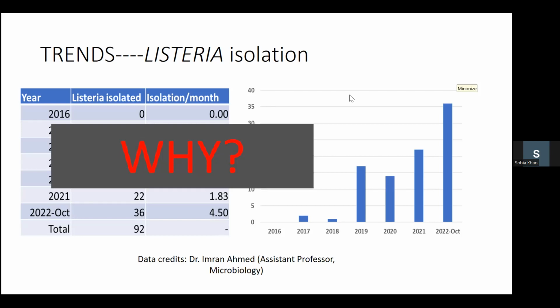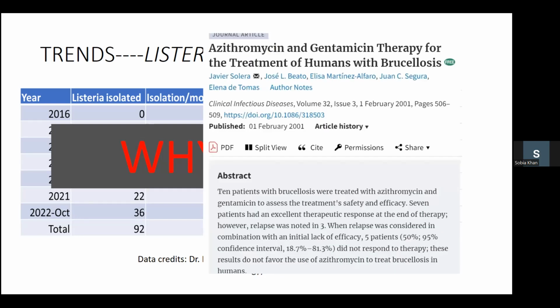So one of the reasons that I could think of was the judicious use of antibiotics. There were two studies that I came across showing that azithromycin also has a role in brucellosis, with in vitro activity against Brucella. One study was conducted on 10 patients in which they gave a combination of azithromycin and gentamicin. Out of 10 patients, only three had a relapse, while the other seven were treated successfully.